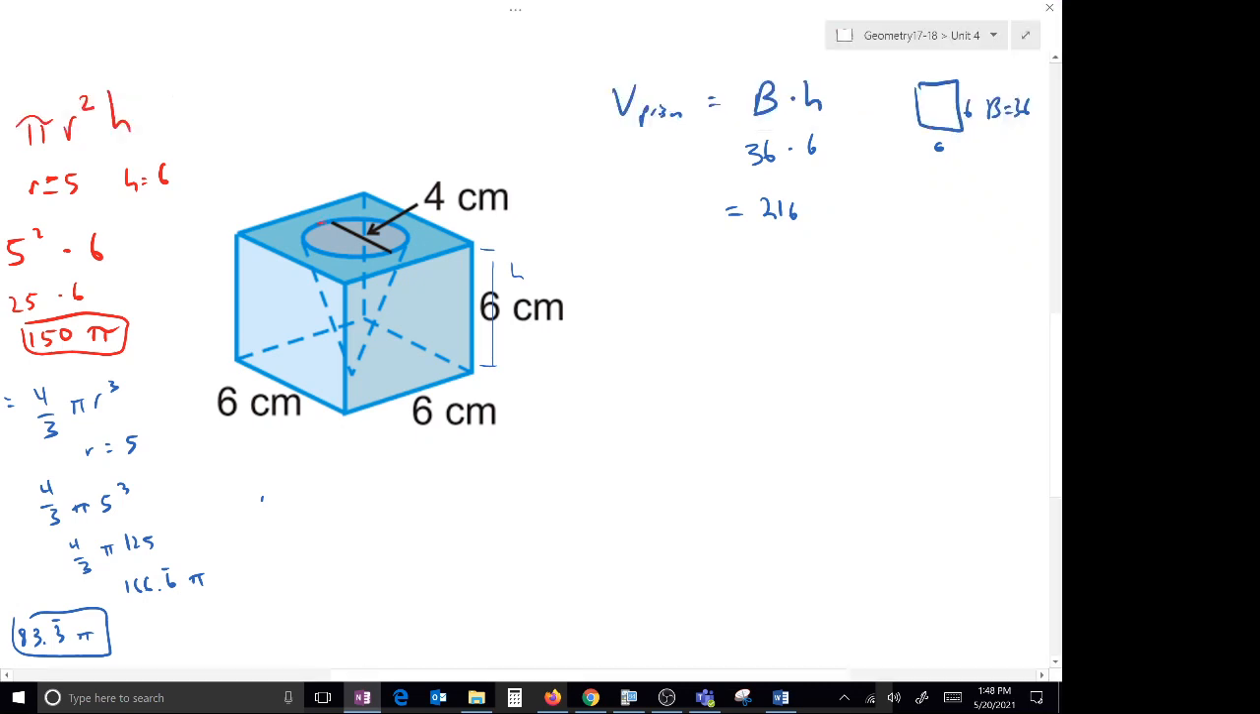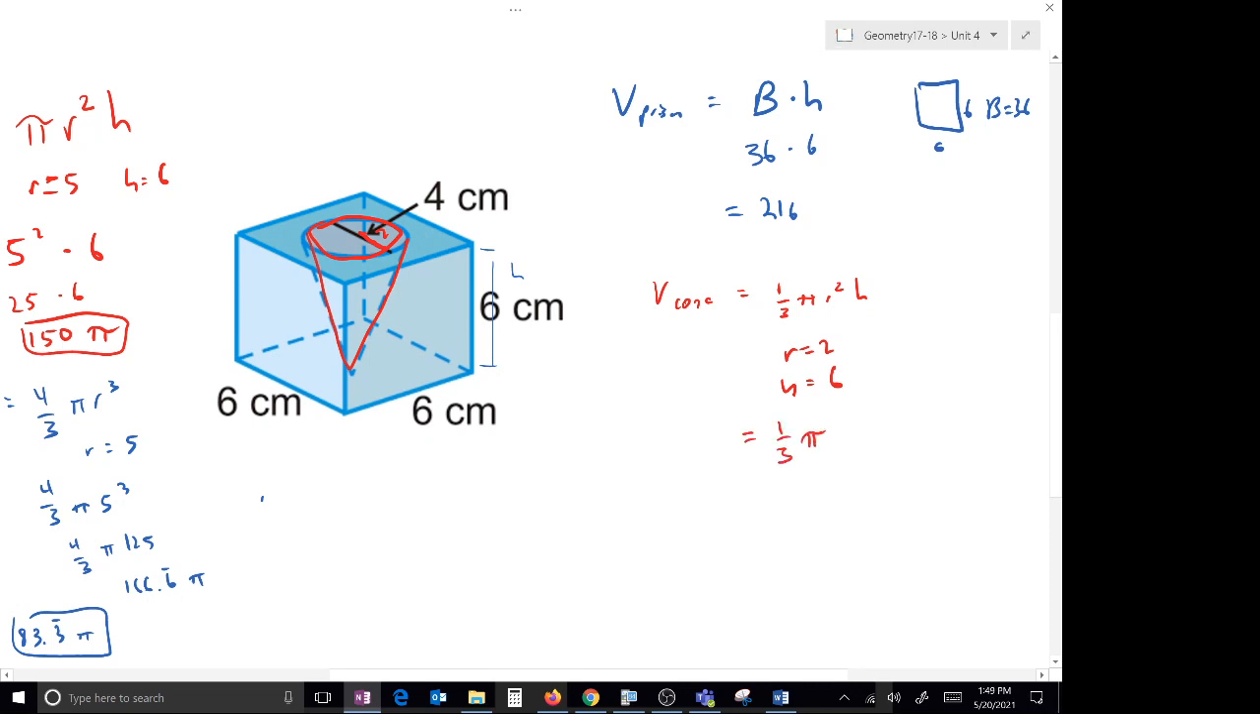And we're going to cut out or remove the volume of the cones. The volume of a cone equals 1/3 pi r squared h. Our radius is actually 2 because it gives the diameter of the cone as 4, so r equals 2. And the height, since the cone starts at the top and goes to the bottom of the prism, is also 6. So we can plug those in.